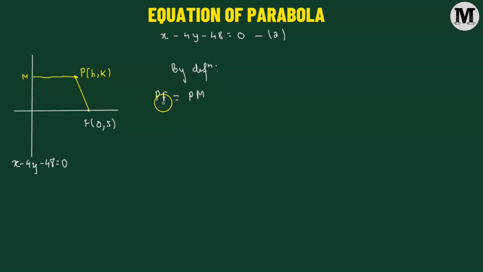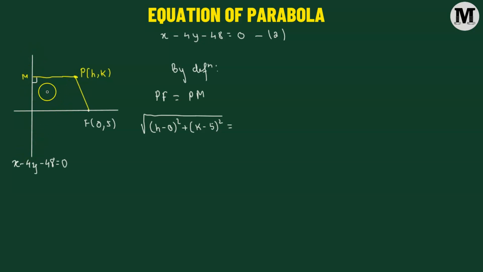Now we can easily find the length PF by using the distance formula, because we know the coordinates of the endpoints. All we have to do is take the square root. Underneath the square root, we take the difference of the x coordinates, so h minus 0, square this value, and then add it to the difference of the y coordinates, so (k minus 5) whole squared. This will equal PM. Now what's PM? PM is the perpendicular distance of the point P from the directrix line.